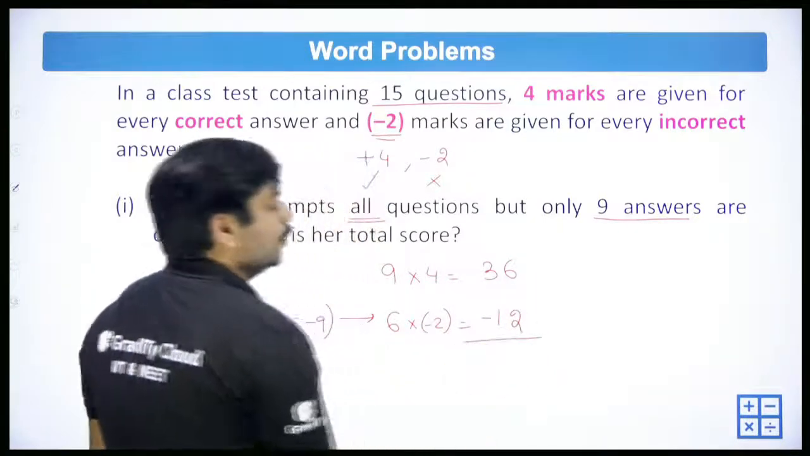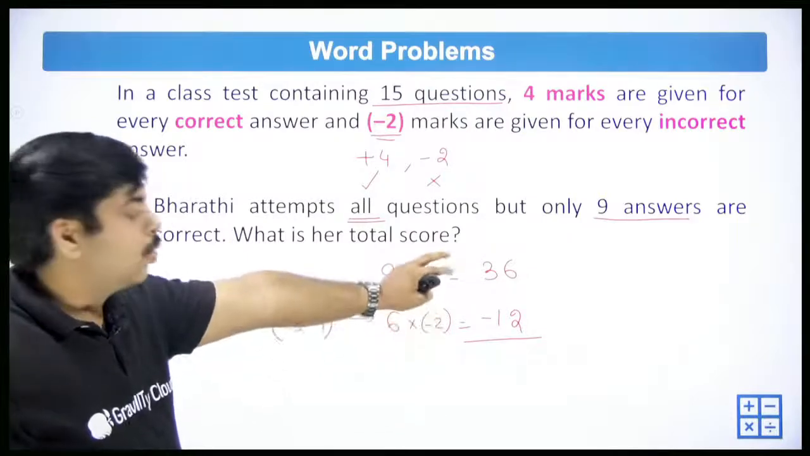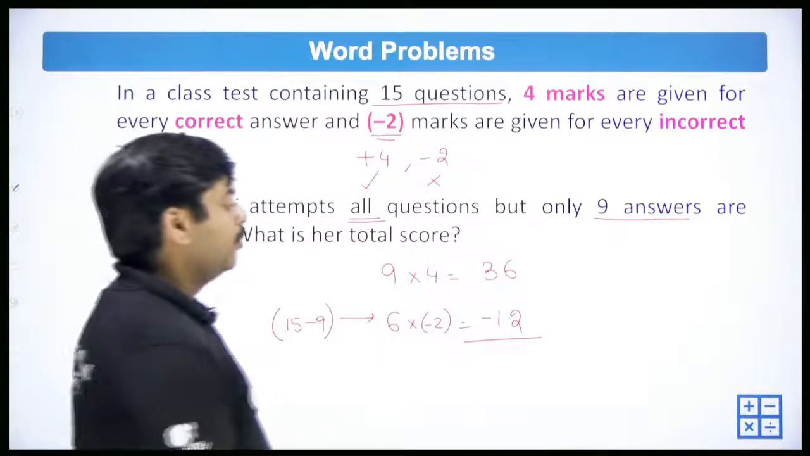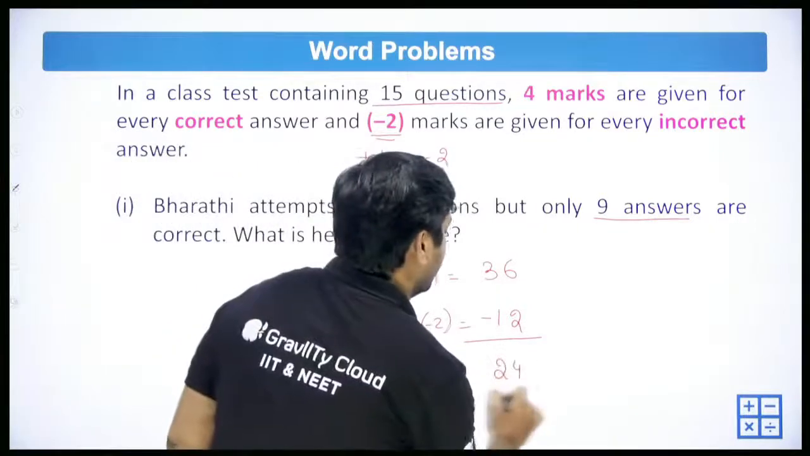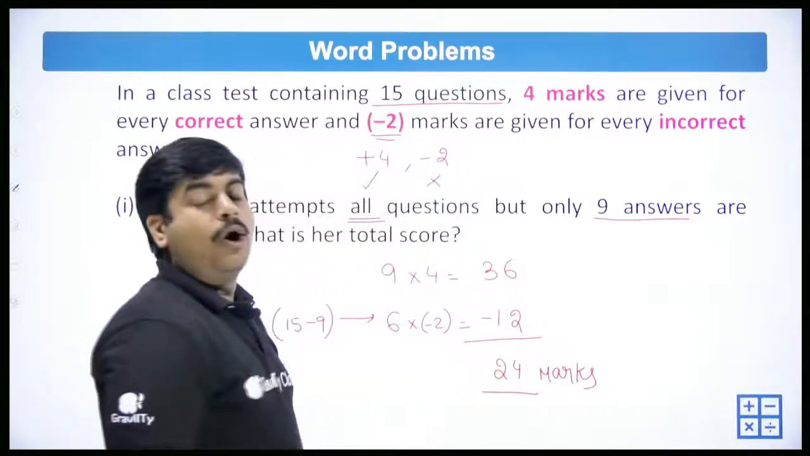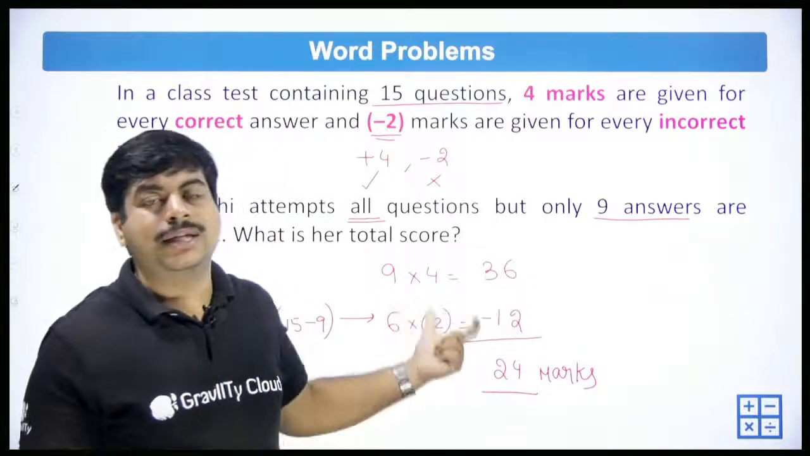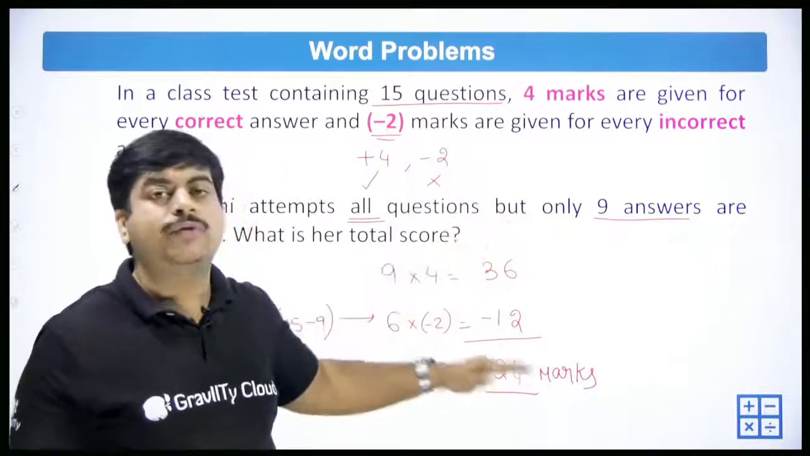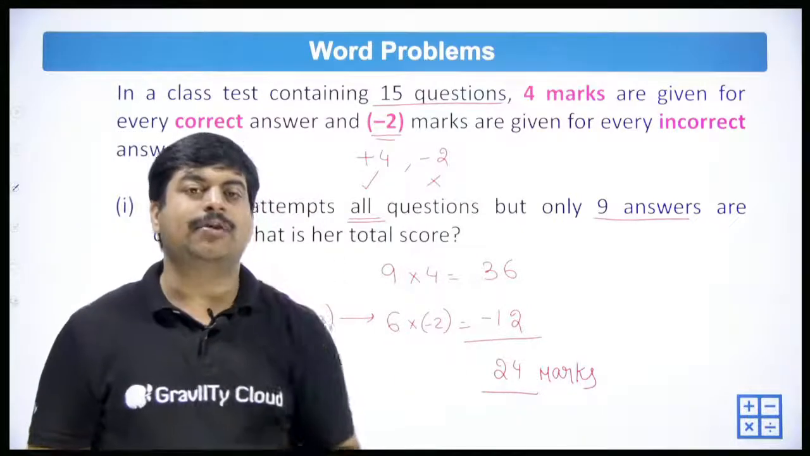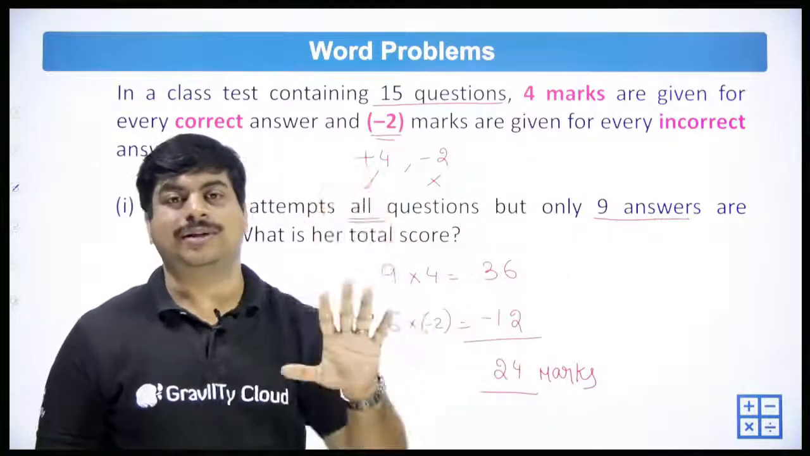So now your final score will be the addition of these two, 36 and minus 12. You'll be having 24. See, 24 marks is her final score. Although she got plus 36, due to the incorrect answers, she has fallen to 24 marks, right? So once again, I'm saying, in whichever exam you're having negative marking, please don't attempt the wrong answer which you're not sure of.